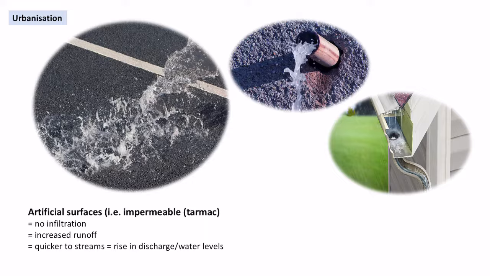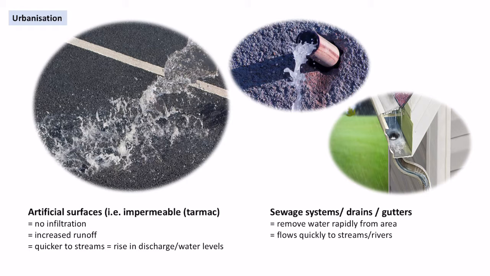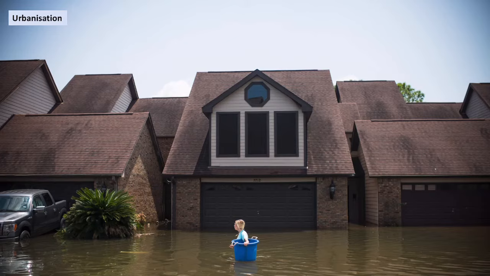Similarly, if I build a lot of buildings, they're going to have sewage and they're going to have drains and they're going to have gutters. And all of this does with the water that, if there wasn't any urbanisation, would naturally go into the soil and slowly go through the water cycle, it's going to speed it up. It's going to remove it quickly from the area, straight into streams and rivers. So we get that lag time being reduced and water getting into streams and rivers quickly.